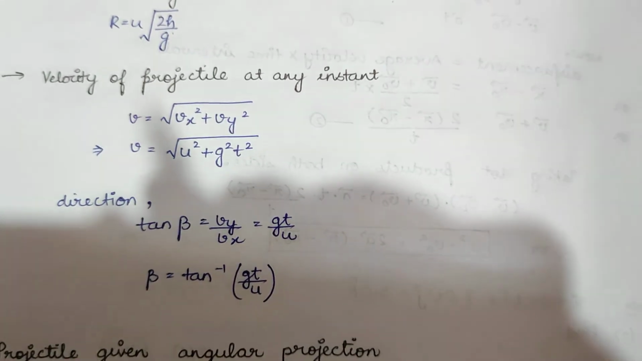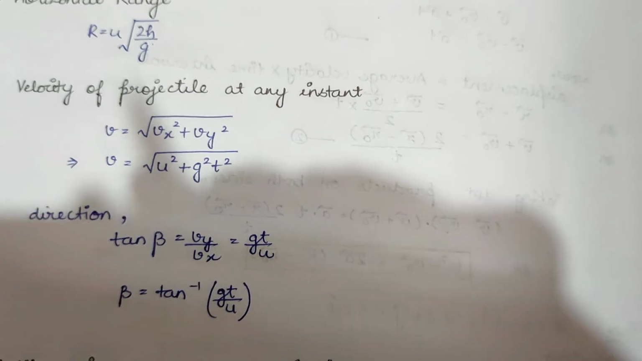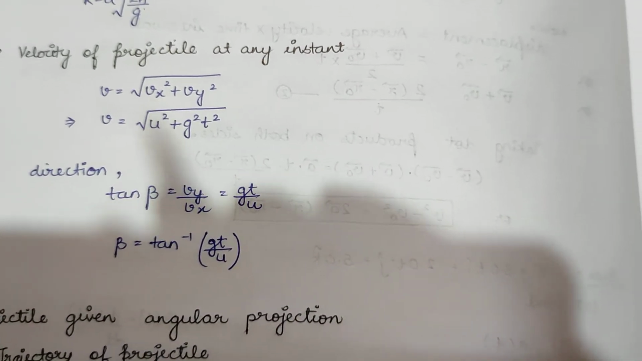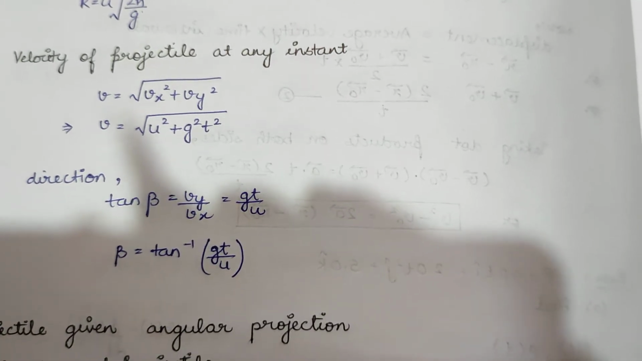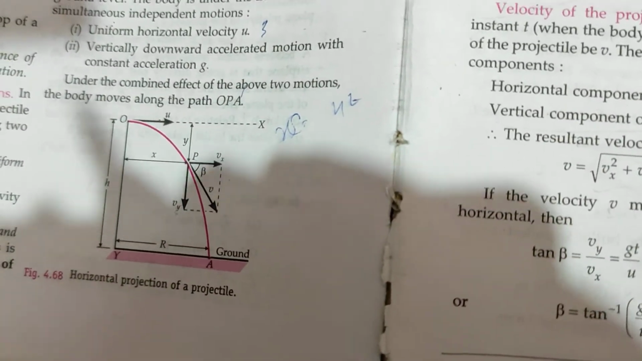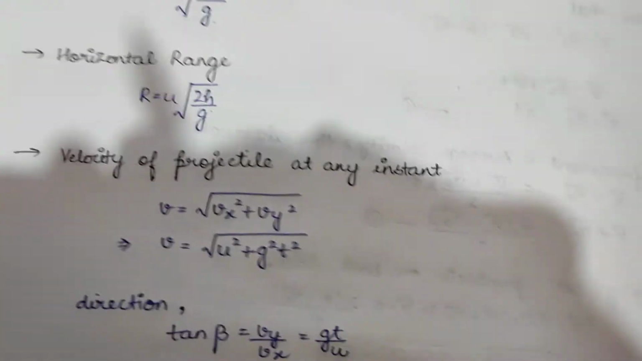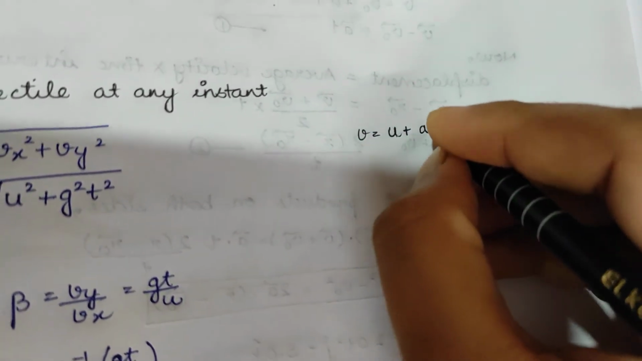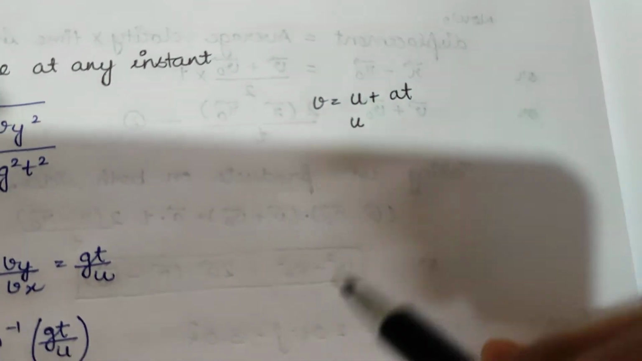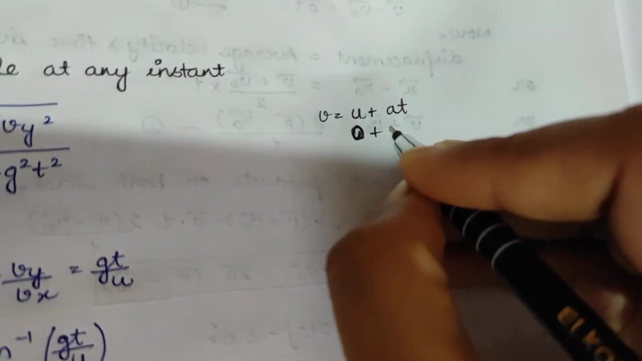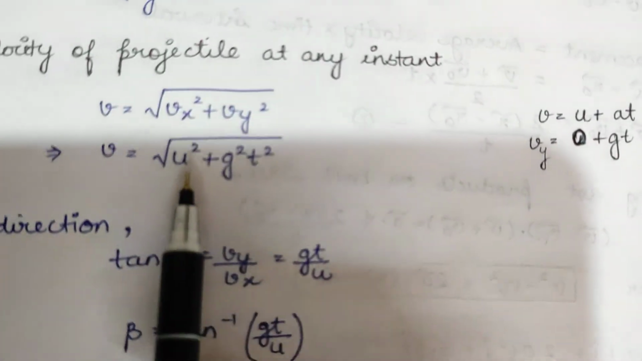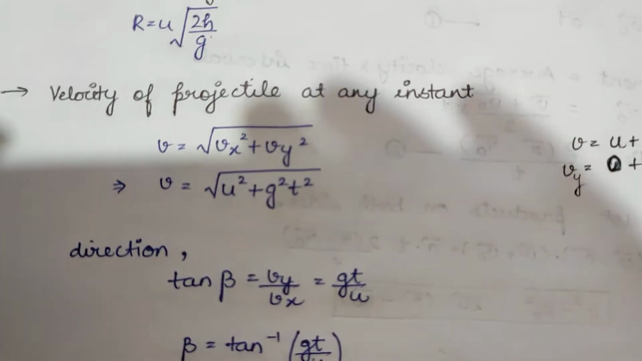Now next is velocity of projectile at any instant. If v is the velocity and vx and vy are its components along the x-axis and y-axis, then v = √(vx² + vy²) will give you the magnitude of the velocity. In this case, the horizontal velocity is u, and the vertical velocity will be given by v = u + at. When we talk about vertical motion, this becomes 0 + gt, so the vertical velocity is gt. Fine. That is why we are putting its value here, and we get v = √(u² + g²t²).